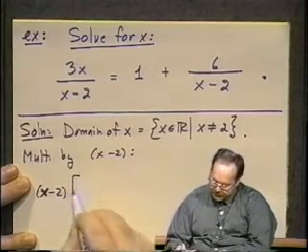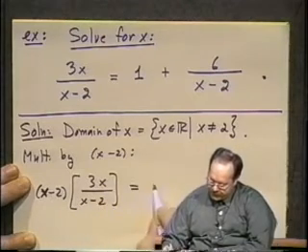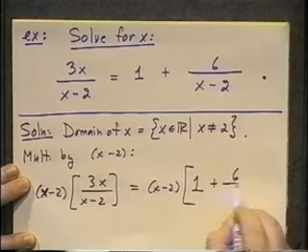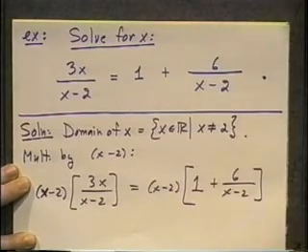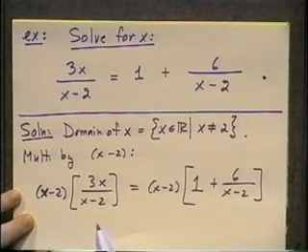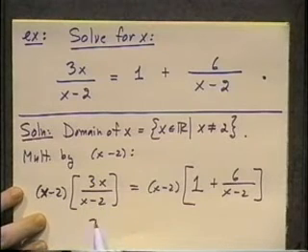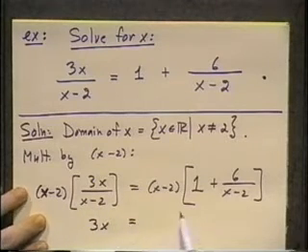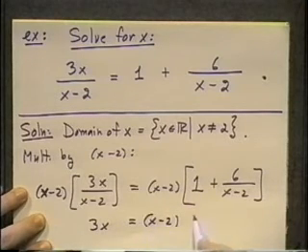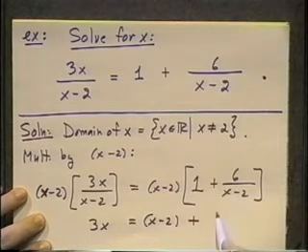x minus 2 times 3x over x minus 2 equals x minus 2 times 1 plus 6 over x minus 2. Okay. Well, this is simple enough. I should be able to slip this in down here at the bottom. x minus 2, x minus 2 leaves me with 3x on that side. The x minus 2 multiplies by the 1 gives me x minus 2 plus x minus 2 again will cancel with the x minus 2 here and give me 6.